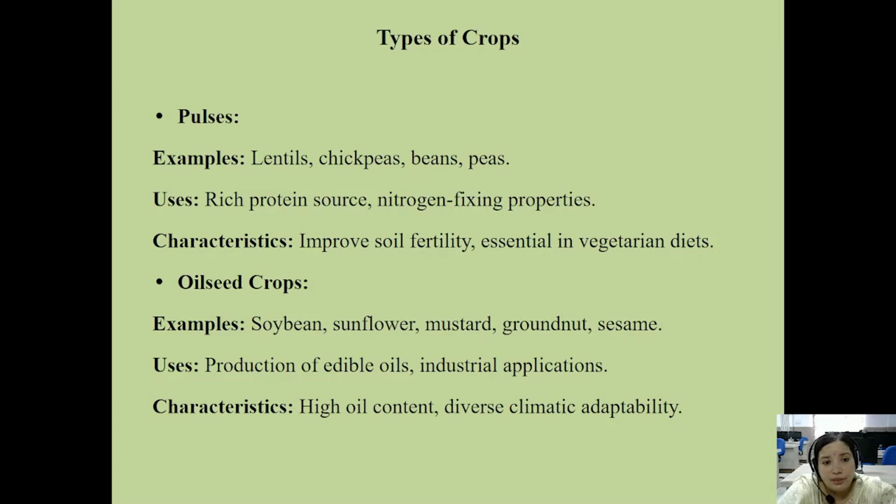Otherwise, for non-vegetarians, we can have proteins in eggs, chicken and all. But for vegetarian people, pulses are a rich source of protein. So, rich source of protein, nitrogen fixing properties, improve your soil fertility, essential in vegetarian diets.